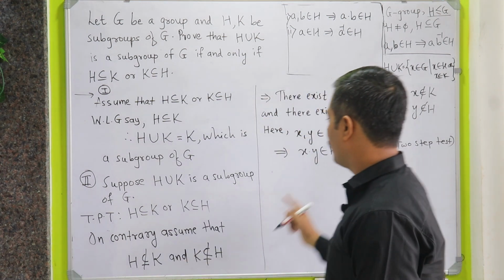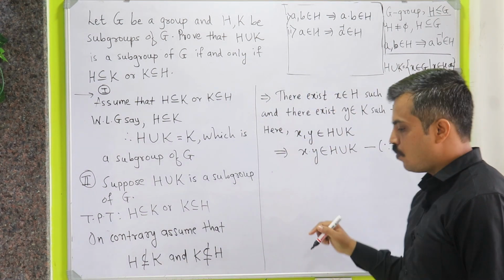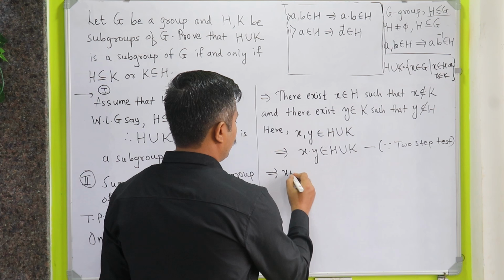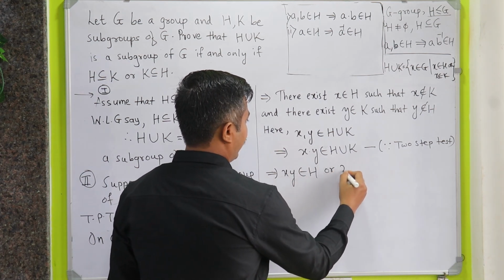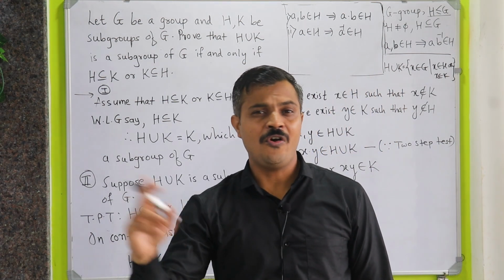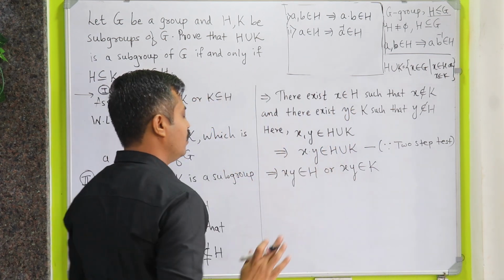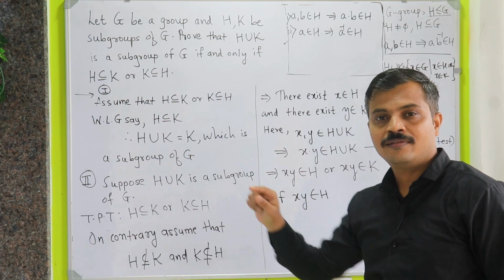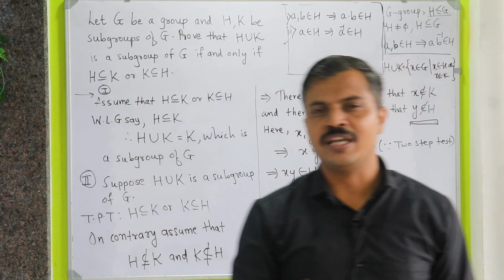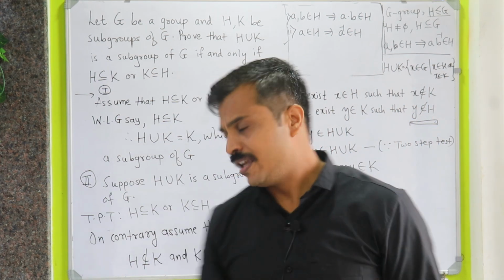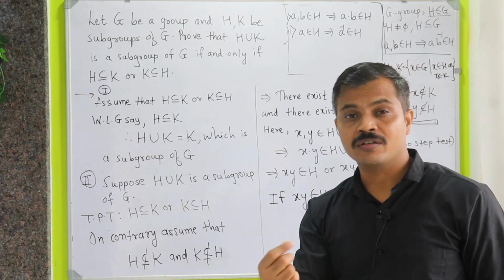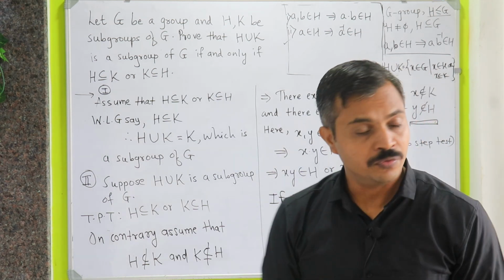Now since X multiplied by Y belongs to H union K, we can simply call it XY. So XY will lie in H or XY will lie in K. Remember, H union K either contains elements of H or elements of K, so therefore we are having OR here. Now in both the cases, if XY is in H or XY is in K, we have to show that we arrive at a contradiction. Let us say this happens first, meaning XY is an element of H. Now let us see what contradiction we get.